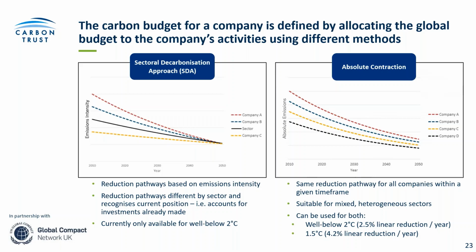The alternate for companies that can't take an SDA approach is to follow an absolute contraction approach. Essentially, that requires the same reduction pathway for all companies within a given time frame. That's suitable for most mixed sectors, and it can be used for both a well below 2-degree pathway and a 1.5 degree pathway. For a 1.5 degree pathway, that would be equivalent to a reduction of 4.2% per year going forward. Next slide, please.